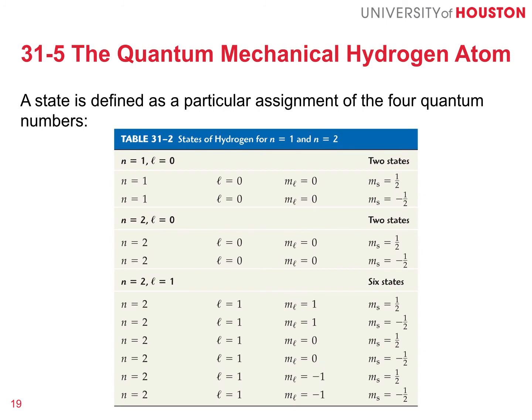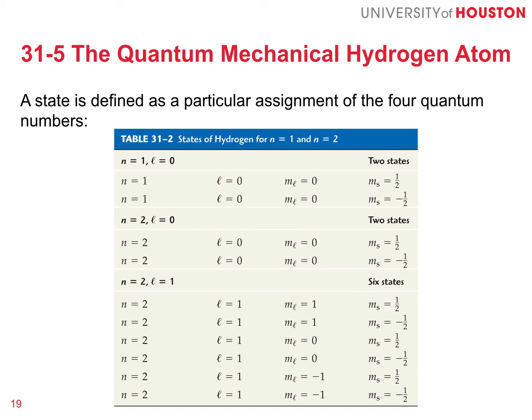Now, a state is defined as a particular assignment of these 4 quantum numbers, given the restrictions that we just discussed. One example of a state refers to n equals 1 and L equals 0. We can have an ml as 0 and an ms as a half. We can also have the same n, L and ml numbers and have an ms state of minus a half.